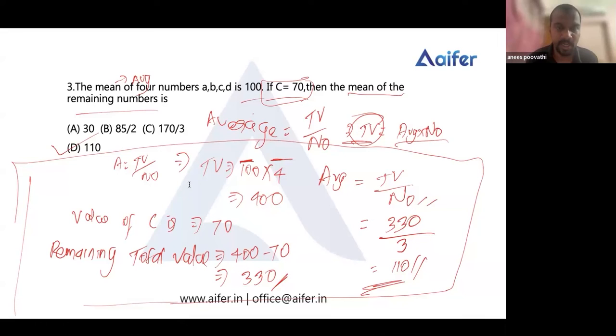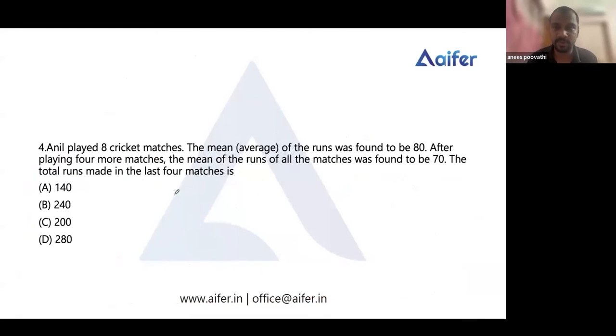Okay, so we'll try the next question, a similar question using the concept of total value. Try to do the question. Anil played 8 cricket matches. The mean average of the runs was found to be 80. After playing 4 more matches, the mean of the runs of all matches was found to be 70. The total runs made in the last 4 matches is?